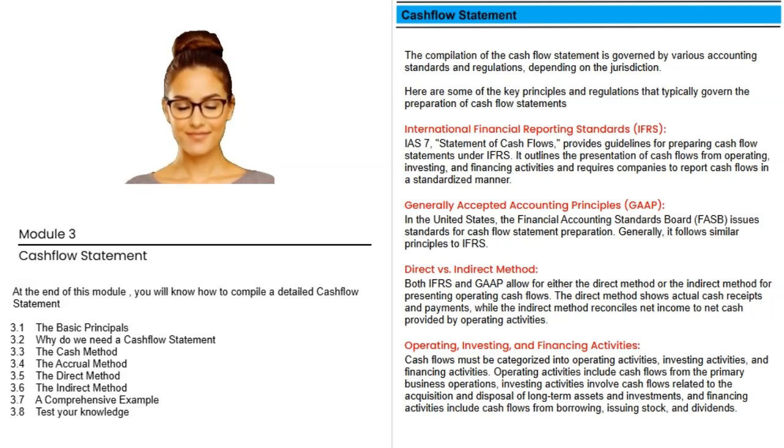Investing activities involve cash flows related to the acquisition and disposal of long-term assets and investments. Cash flow from investing activities is a section of the cash flow statement that shows the cash generated or spent relating to investment activities. Investing activities include purchases of physical assets, investments in securities, or the sale of securities or assets. Financing activities, on the other hand, include cash flows from borrowing, issuing stock, and dividends.